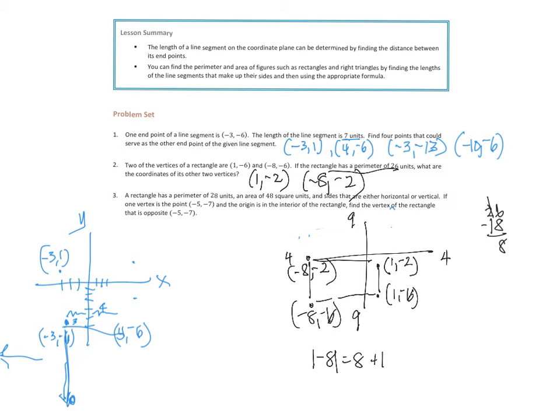That's a little off. I'm not drawing that very well. That's where the graph paper would help me. And then that would give me the 4 plus the 4 and the 9 plus the 9. So I have my perimeter of 26 units.